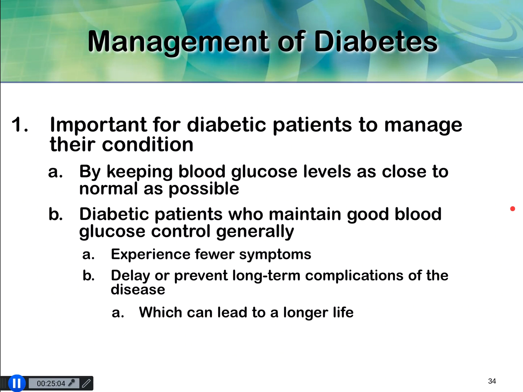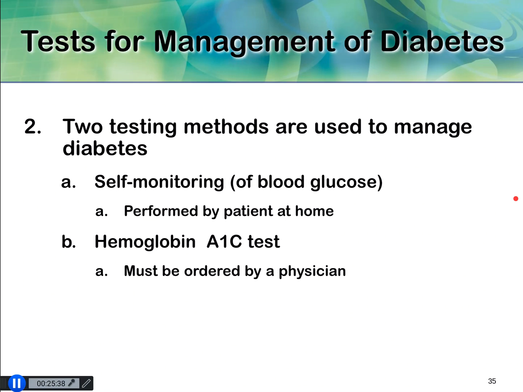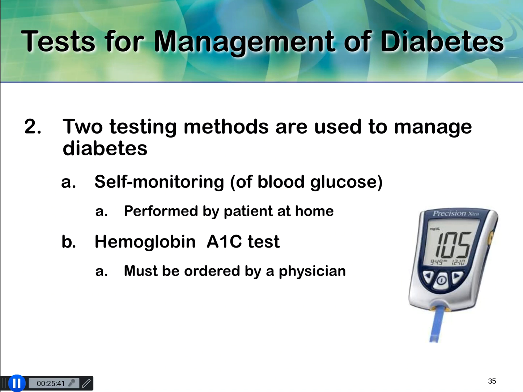So management of diabetes. It's really, really important for diabetic patients to manage their condition well. And the main way they can do that is keeping blood glucose levels as close to normal as possible. So diabetic patients who maintain good blood glucose control generally experience fewer symptoms, and they can delay or prevent the long-term complications of the disease, which can lead to a longer life and a much better quality of life too, honestly. Diabetes is a very, very dangerous disease that people often underestimate.